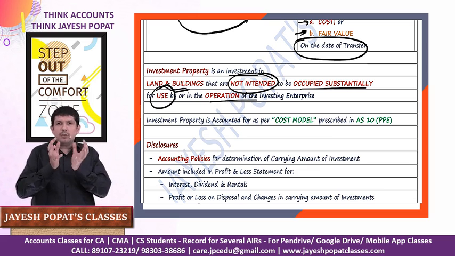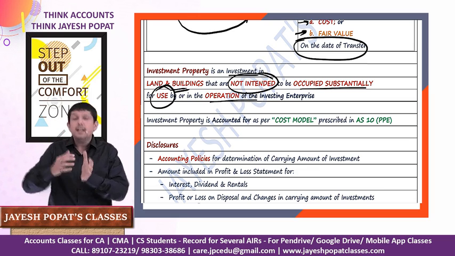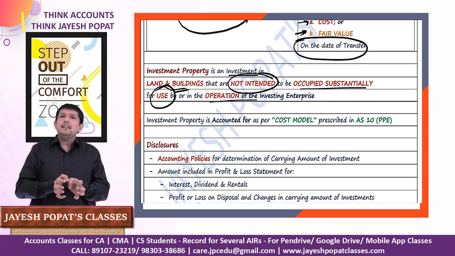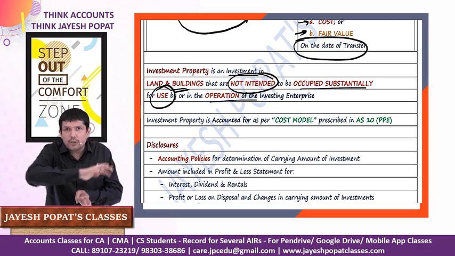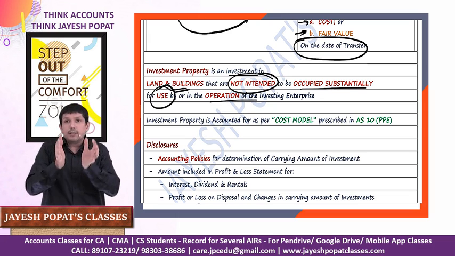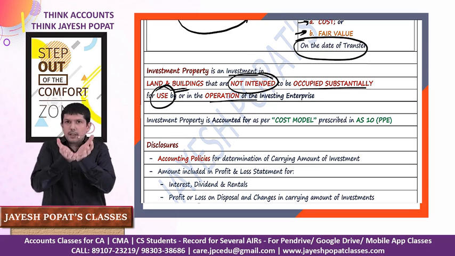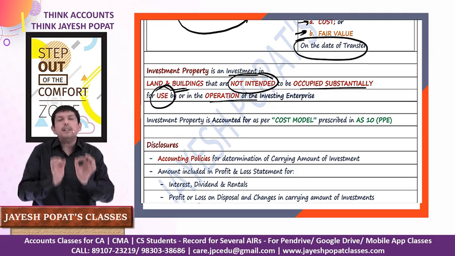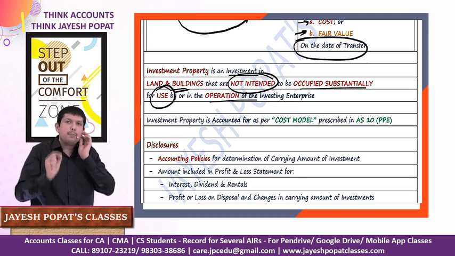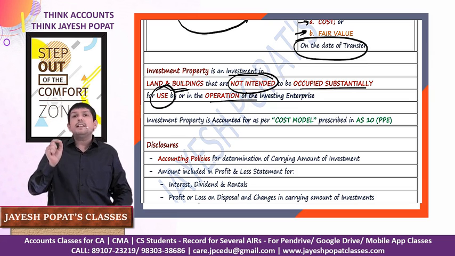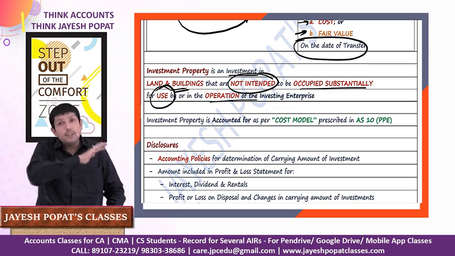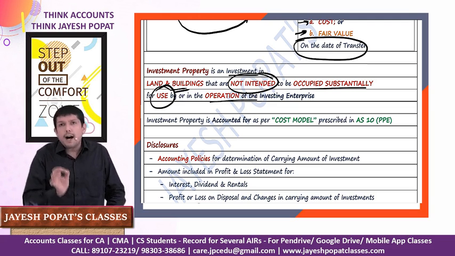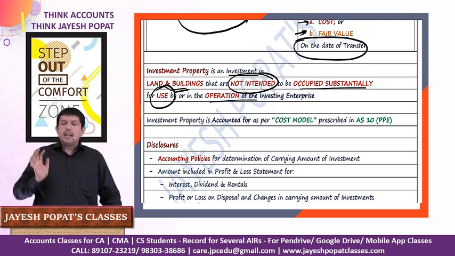So the intention of holding a land and building as a PPE is using it in the business. Here we are holding land and building, but the intention is not to use it in our business, but to hold it for maybe capital appreciation purpose or maybe for earning rental purpose. Therefore, it is to be treated as investment property. So what is an investment property? It is an investment in land and building which is not intended to be occupied substantially for use by or in the operations of the enterprise.